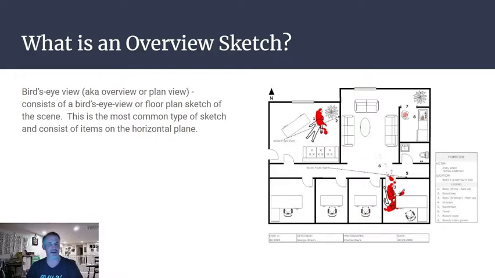We'll start with the bird's eye view or the overview, right? This consists of a bird's eye view of the floor plan sketch of a scene. This is the most common type of sketch that you're going to see. And it consists of all the items on a horizontal plane. So if you're taking a look at this, you can see that this is showing a window. It's showing you the location of doors. It's showing you furnishings and stuff like that. And then bodies, blood, etc. Different things that might be around, okay? So this is a floor plan view or overview or bird's eye view.